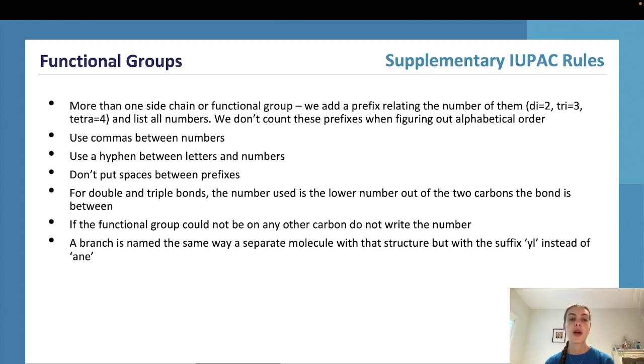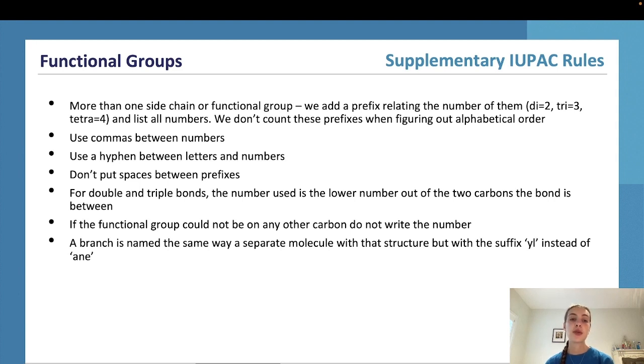It's also important not to put spaces between prefixes. So if you have a prefix ahead of a particular molecule, so for example, you had a methyl pentane molecule and it was on the 2nd carbon, it would be 2 hyphen methyl pentane. Methyl pentane would not have a space in between it, it would just be methylpentane being one word.